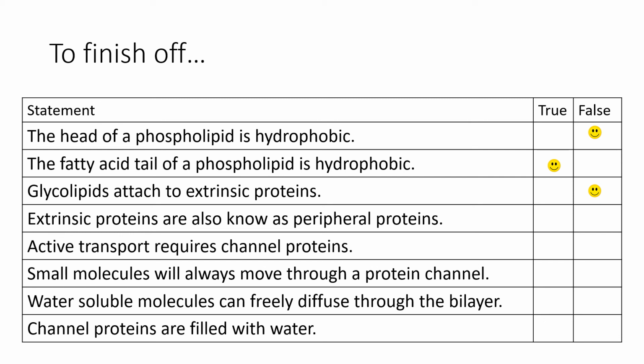The third statement, the glycolipids attached to extrinsic proteins. Remember, if it's attached to a protein, it is a glycoprotein. If it's attached to the phospholipid, it is a glycolipid. Next one is true. Extrinsic proteins are also known as peripheral proteins. Active transport requires channel proteins. No, active transport is linked to carrier proteins and ATP.